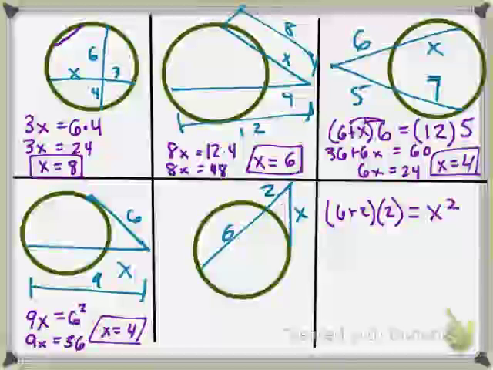So for the secant, whole thing, and since we know the two parts, we have to add them to get the whole thing, times the outside piece. And then for a tangent, there's nothing else to multiply it by, so we multiply it by itself. X times x is x squared. So that gives us 8 times 2, which is 16. So x would be equal to 4.